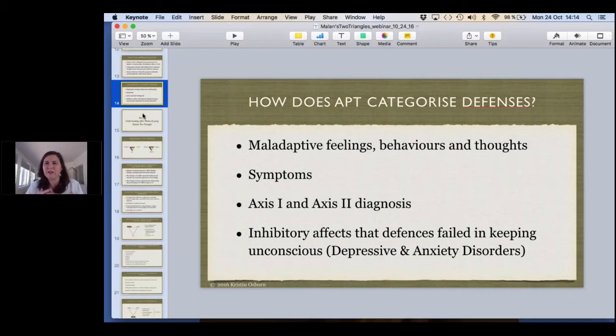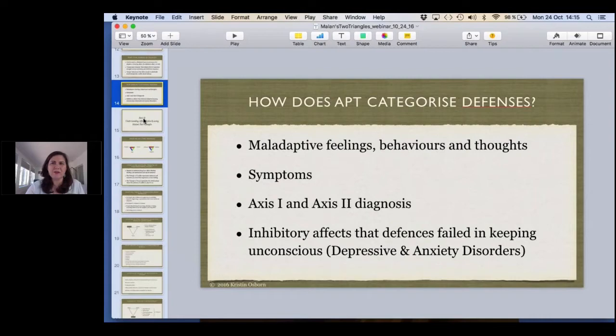And it's very helpful. But for the most part, we categorize defenses as maladaptive feelings, behaviors, and thoughts. We categorize them as symptoms. So if somebody comes to you and they have generalized anxiety disorder, they have major depression, we're looking at these diagnoses in order to see what defenses someone's employing. And as you get more familiar with how we categorize defenses, then it becomes easier to use them. And so we'll be talking more about defenses as we go along today.